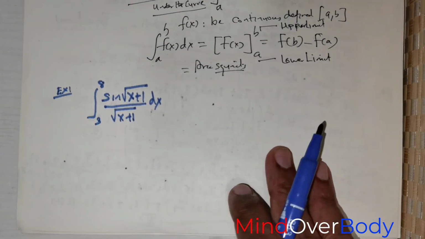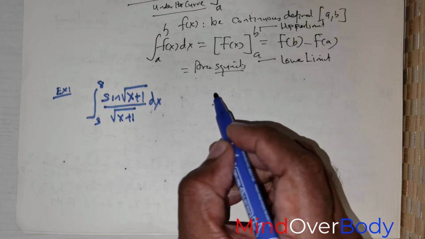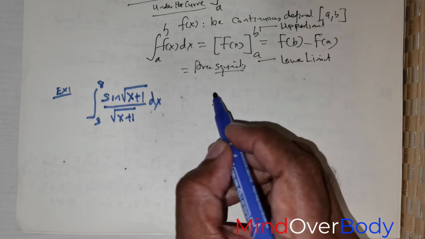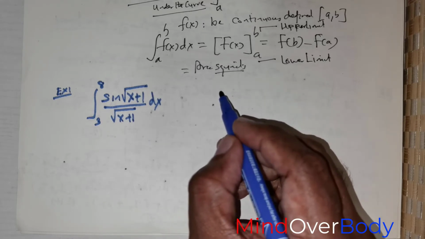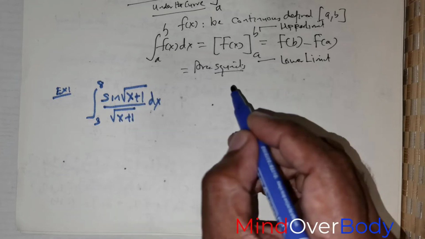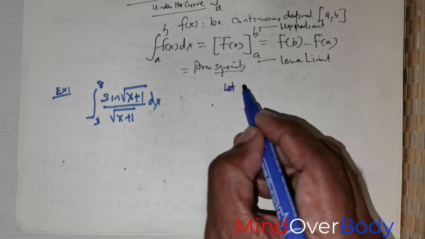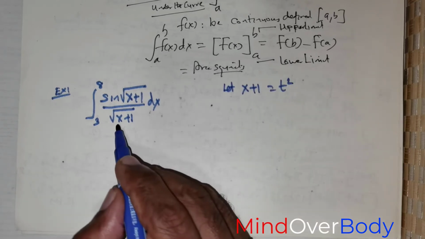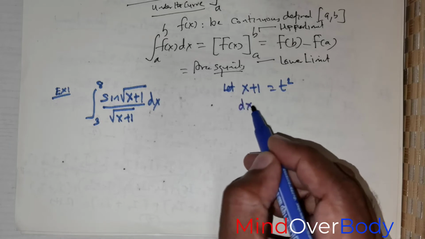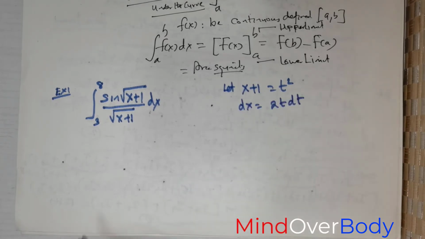Now to evaluate this, we would follow the same process that we had followed for executing indefinite integrals. So what that means is that we would first start off by using the technique of substitution. So I would take x plus 1 to be equal to t squared because of the presence of the square root. To differentiate this, I would get dx is equal to 2t dt.